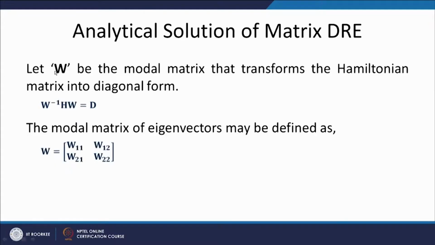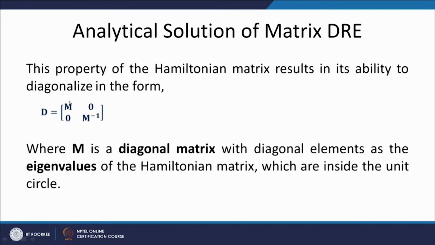So, we can consider a modal matrix W, which is defined as W11, W12, W21, W22, which transforms matrix H into the diagonal form, where W11, W21 is nothing but one set of the eigenvectors corresponding to the eigenvalue mu. W12, W22 is the other set of eigenvectors corresponding to eigenvalues 1 upon mu. So, W inverse H W is the transformation which transforms the matrix H into the diagonal form, and in this diagonal form my eigenvalues are arranged on the diagonal as the eigenvalues inside the unit circle and the eigenvalues outside the unit circle.